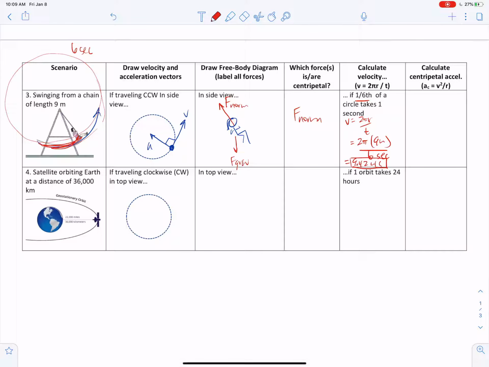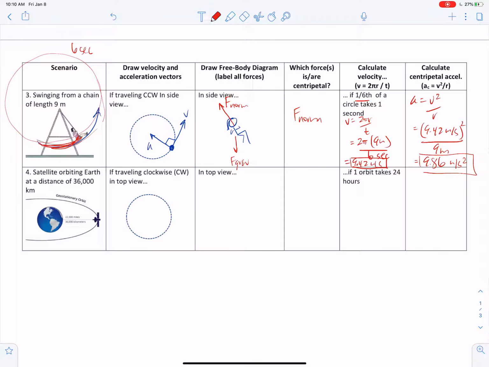9.42 meters per second. Continuing on, her acceleration, therefore, is velocity squared divided by the radius. So there's the 9.42 meters per second squared divided by the radius of 9 meters. Gives us an acceleration of 9.86 meters per second squared. And that's almost exactly 1 g.